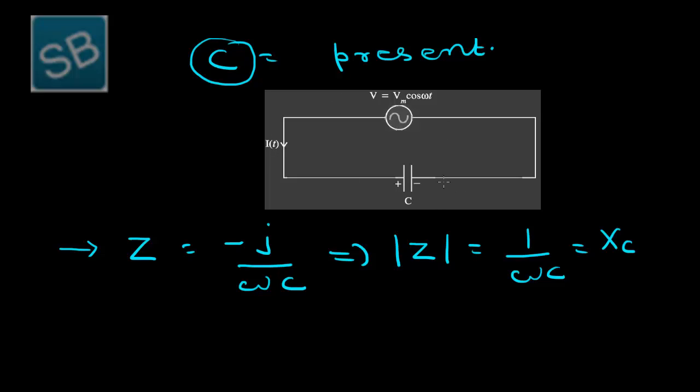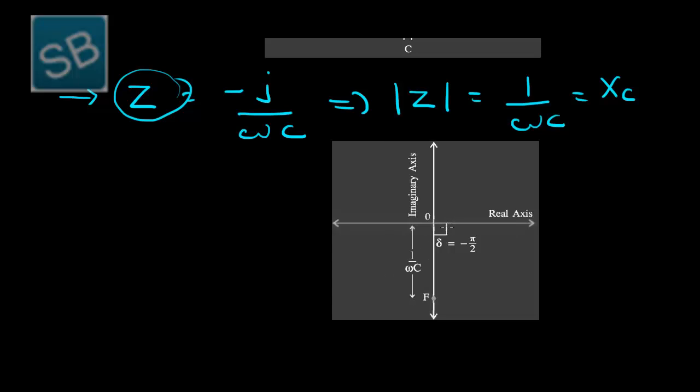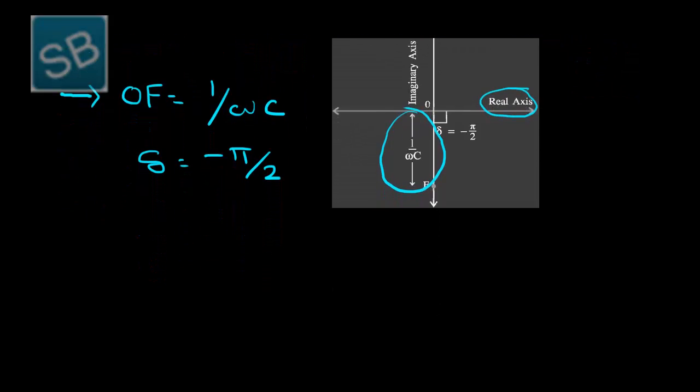As this capacitor is the only element in the impedance Z, the relation between the real axis and imaginary axis of impedance is given by this kind of figure. Here the real axis and imaginary axis are separated by a phase difference, but now the phase difference is in the negative direction because of this value of 1 over omega C. This line OF shows the distance 1 over omega C, and the phase difference is minus pi by 2, and there is an absence of the real part in the impedance Z.